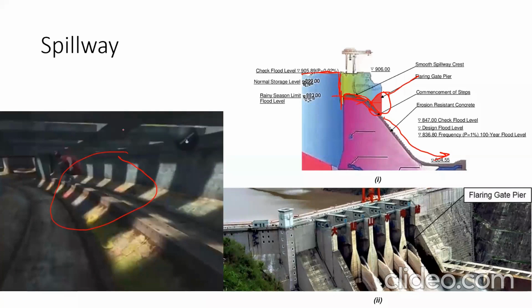This part is in the dam, the major part of the dam. You can observe that these are the gates. When these gates are open, the water will come through the spillways and go to the river.